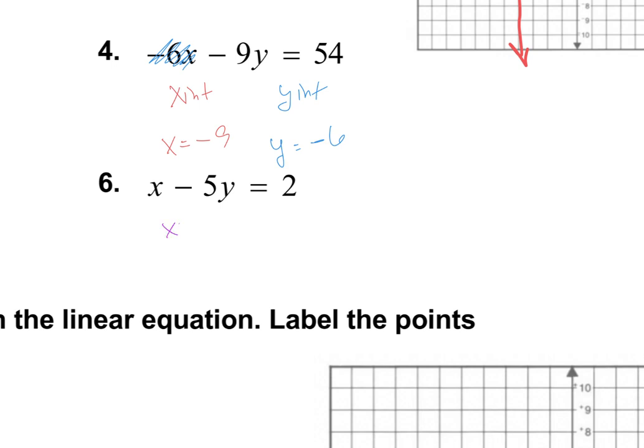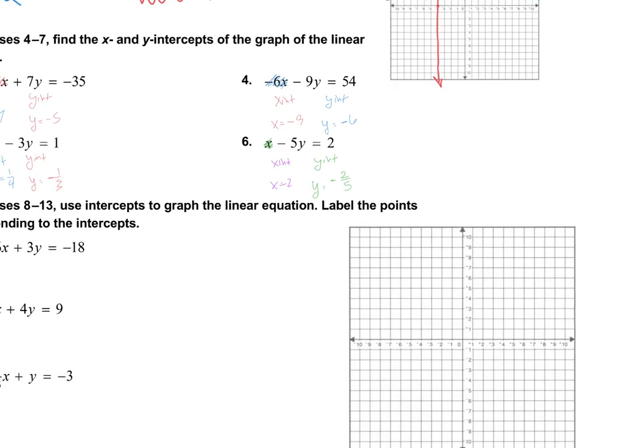The x-intercept happens when y is 0. So x is very easily just 2. The y-intercept happens when x is 0, so the y-intercept is -2/5. That's a little uglier, but there you go.